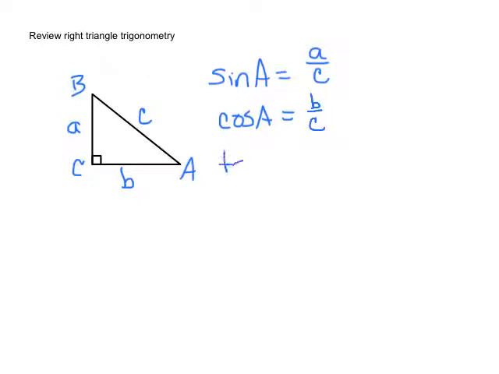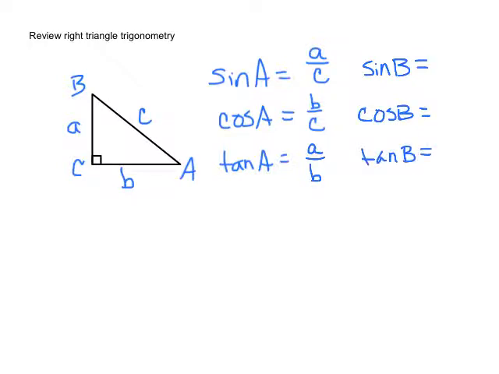And then the tangent of A, relative to angle A, it's always opposite over adjacent. So that's a over b. Now I'm going to do the same thing for the sine of B, the cosine of B, and the tangent of B, and you'll see some relationships between the two.